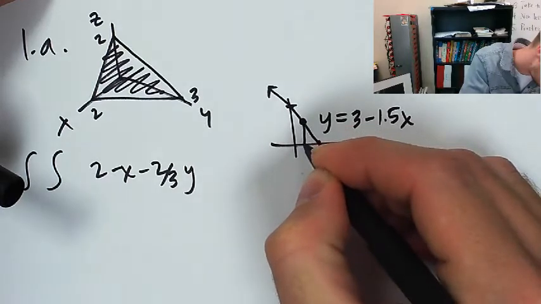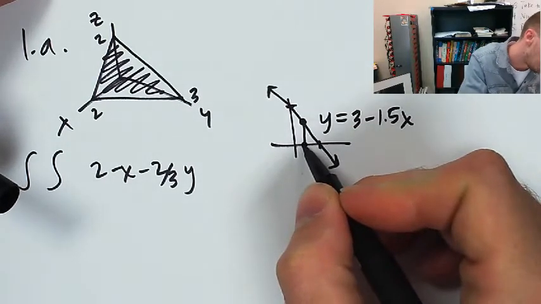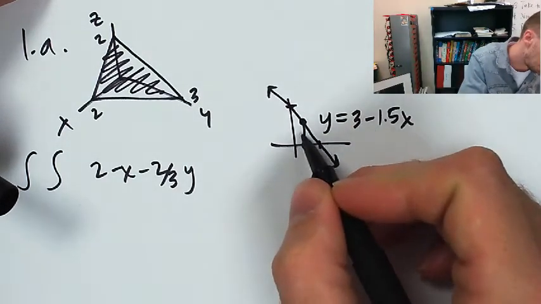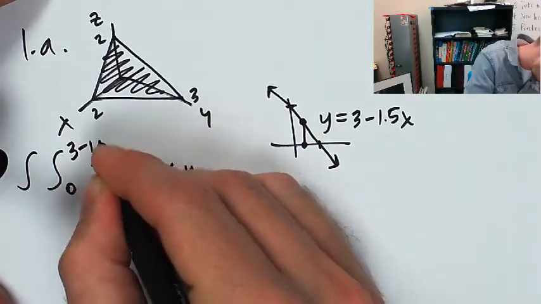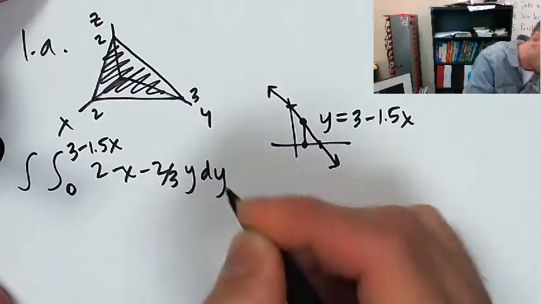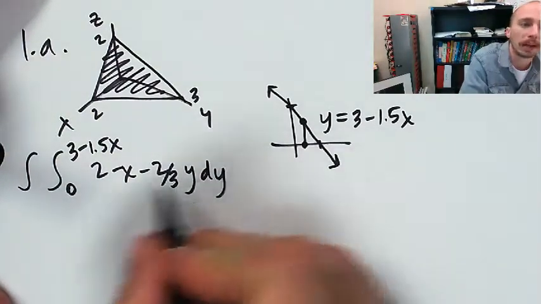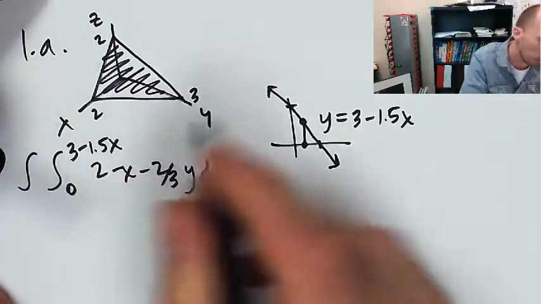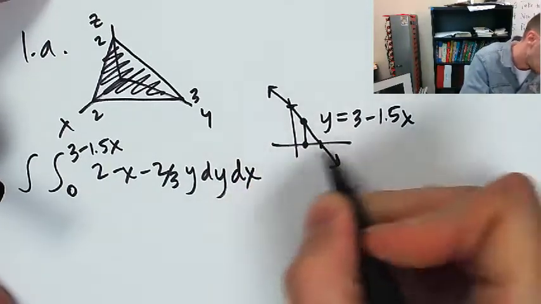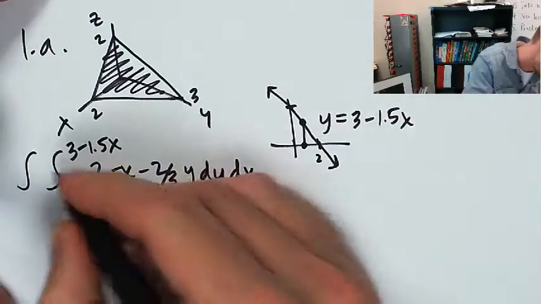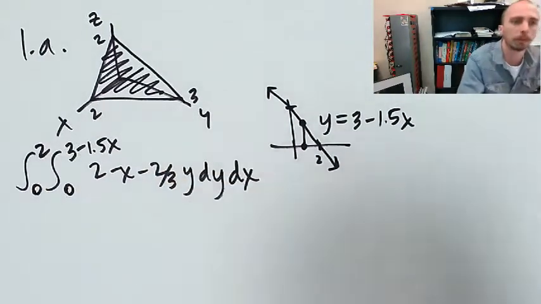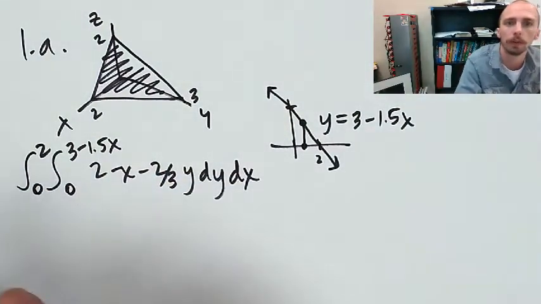So just need to say, all right, y is running from the x-axis up to that diagonal line, so that's y equals 0 up to y equals 3 minus 1.5x. So I need to integrate with respect to y first, right? Because it's y equals 0 and y equals 3 minus 1.5x. And then x needs to go from 0 to 2. And that's us writing an integral that represents the volume of that solid.